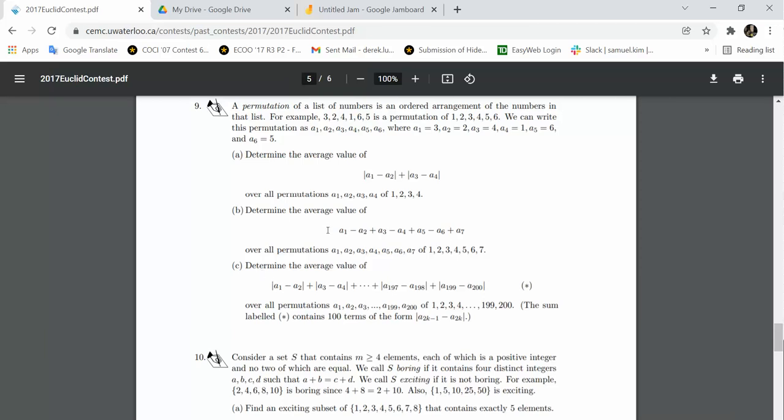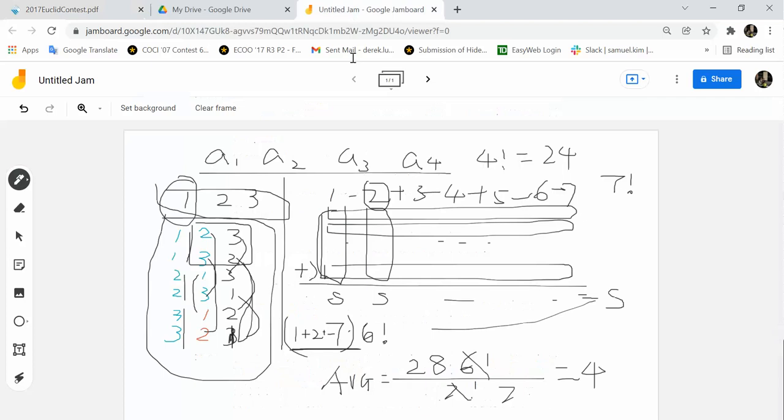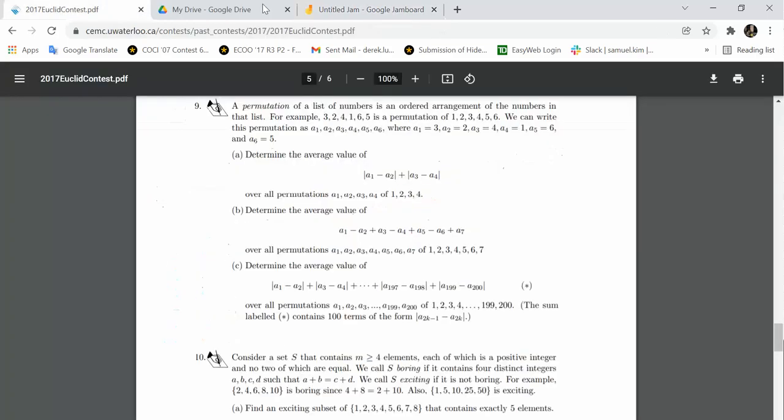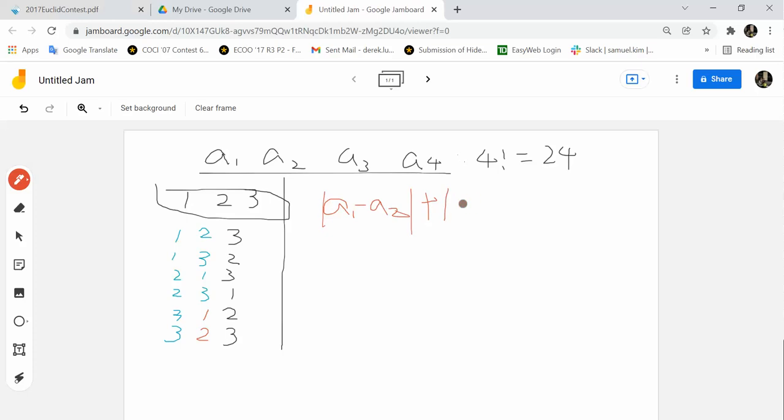So what do we do, right? Let's think about this question. There's 200 pairs. So it's similar, right? A1 minus A2. Then A3 minus A4, and so on, going to something like 199 minus 200, right?